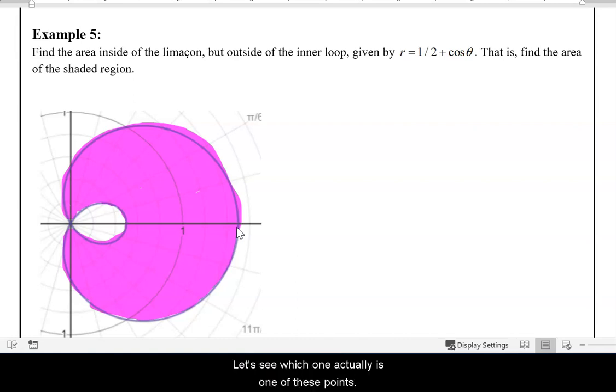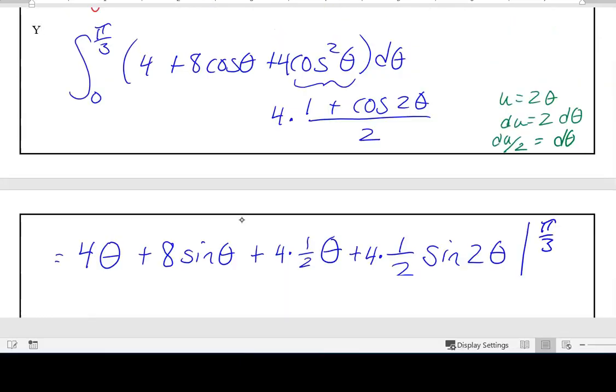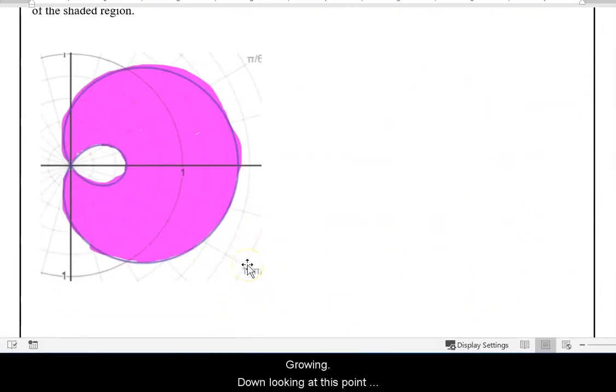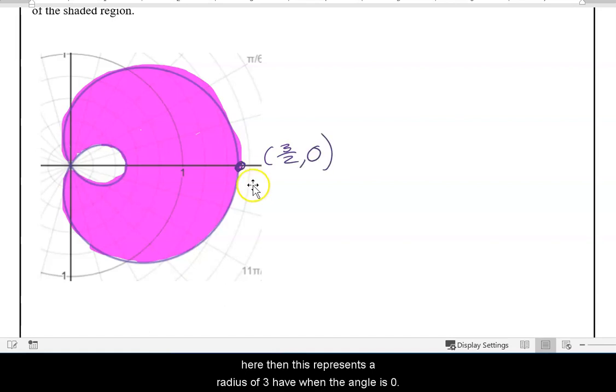Let's see which one actually is one of these points. When theta is 0, the cosine will give me 1, and 1 plus 1/2 will give me 3/2. You can see barely reading through here that this is the 1 circle, which means this is in fact that point. Let's put the coordinates of that point on the graph so that we have some reference to go by. Scrolling back down, looking at this point here then, this represents a radius of 3/2 when the angle is 0.